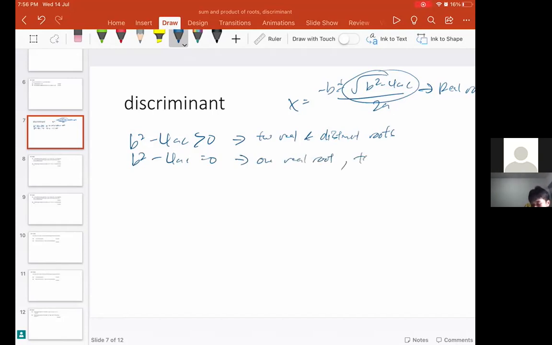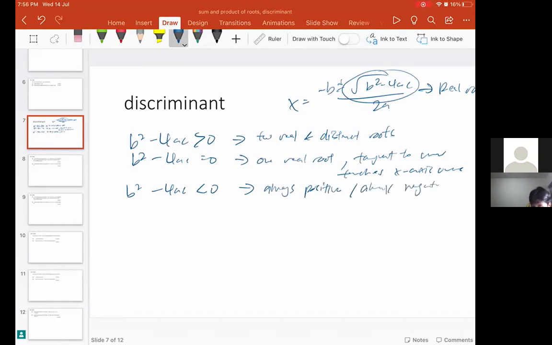b squared minus 4ac equals 0 is when there's one real root, or in the question, sometimes it's stated as tangent to the curve, or touches the x-axis once. And finally, the last case is b squared minus 4ac less than 0. This is when the expression is always positive or always negative, or does not touch the curve. These are the important details of the discriminant value which we must remember.